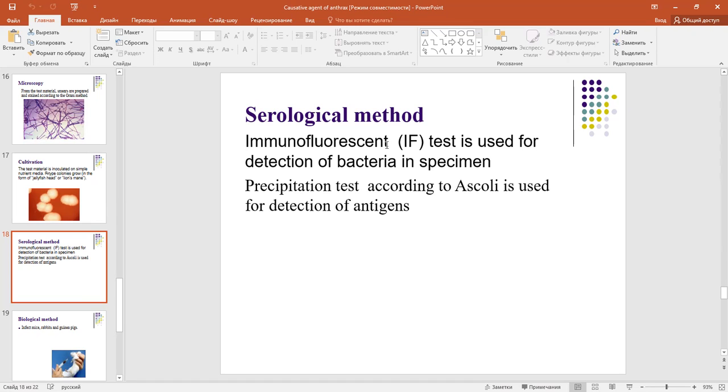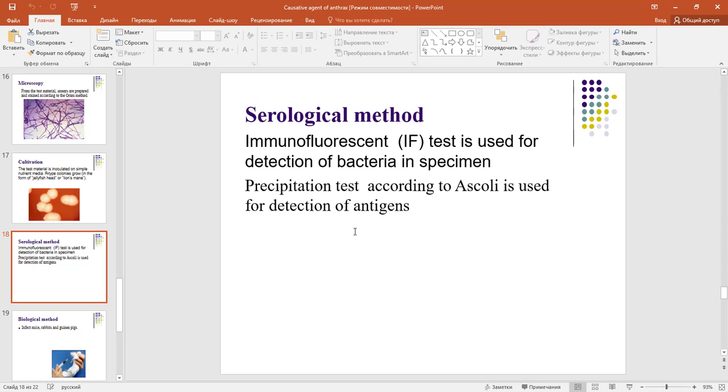And a precipitation test named Ascoli test is used for detection of antigens in a specimen of an animal's body or human body, and maybe just skin of animals. Of course, there are no live bacteria, but there are antigens of bacteria. If the diagnosis was not proved during the life of the animal or human being, it is possible to detect antigens by using this precipitation test.